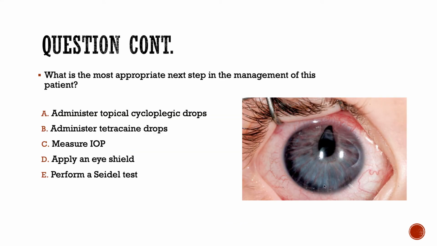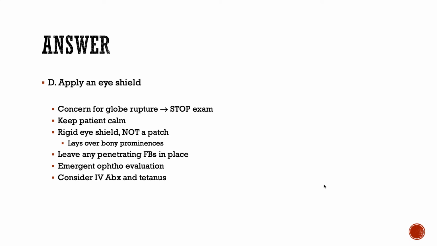Okay. Yep, so apply an eye shield, exactly. And so concern for globe rupture with a teardrop pupil, you want to stop the exam. Keep the patient as calm as possible. Again, not an eye patch because you want it to lay over the bones, not the globe itself. And then I know this is going to be trivial, but if there's a foreign body in the eye and it's sticking out, don't try to be a hero and take it out. Just leave it in place. And then obviously talking to ophtho and the IV antibiotics and tetanus that we talked about.